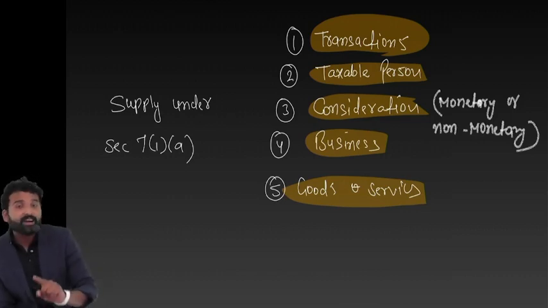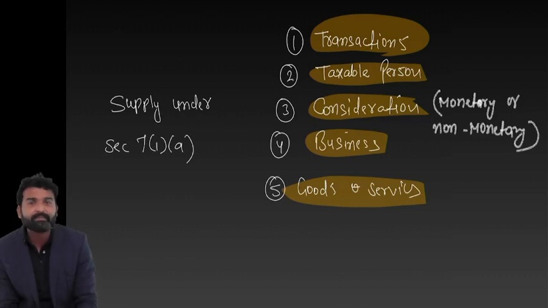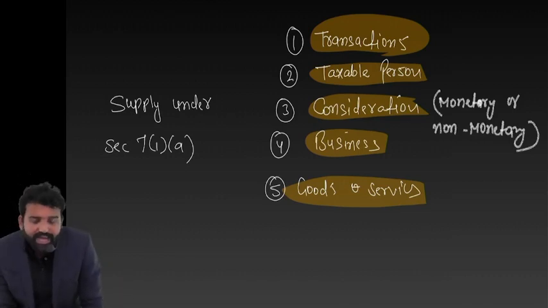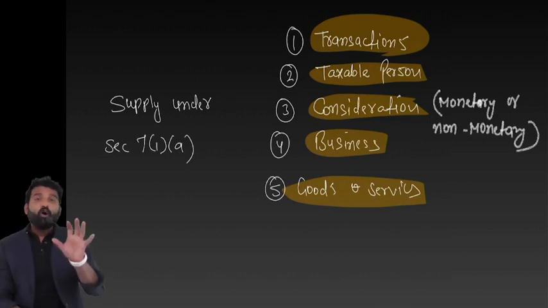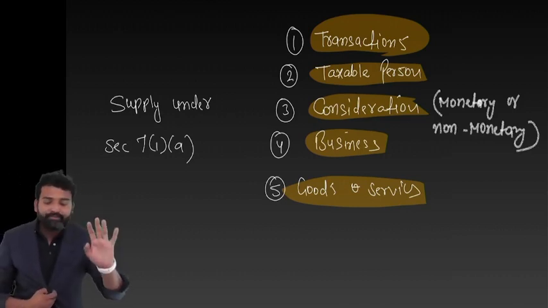Third, we are covering 7.1A, so there is one important element of consideration, whether it is monetary or non-monetary, it doesn't matter, but there should be an element of consideration here. Fourth, the transaction should be a business-related transaction. And fifth, the transaction should be of goods and services. So for being a supply under section 7.1A, how many conditions are required to be fulfilled? 5. What are these 5?